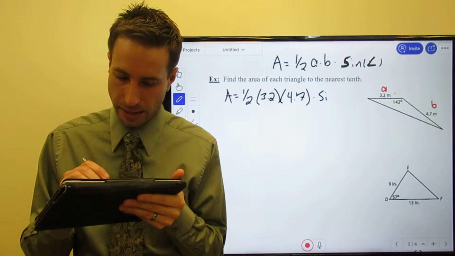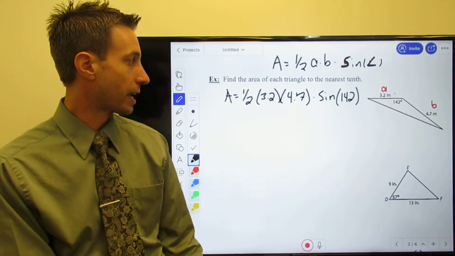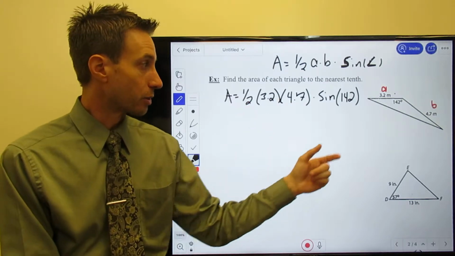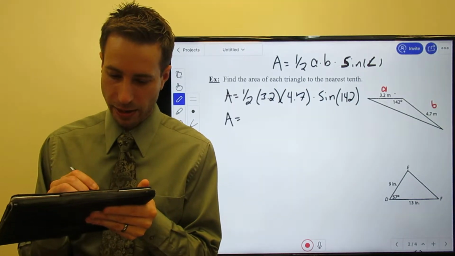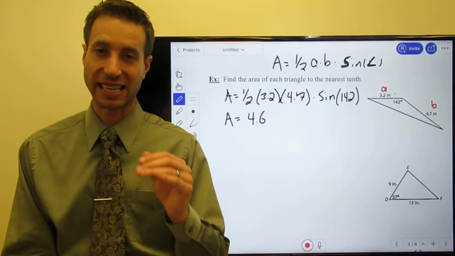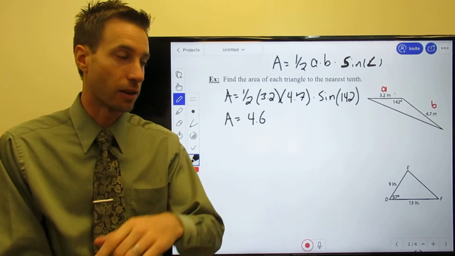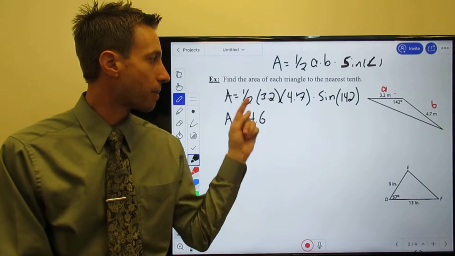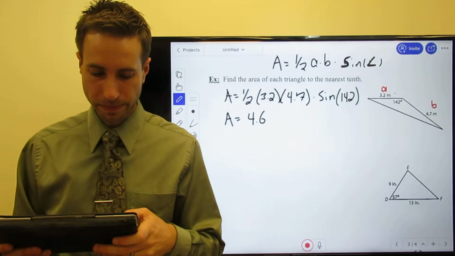So I will take the sine of 142. Guys, at this point it's a calculator problem. You'll do 3.2 times 4.7, multiply that by 1/2. You'll take the sine of 142, and multiply those two numbers together. Again, don't fat finger something on your calculator, and rounding to the nearest tenth, we get an area of 4.6. Every calculator has a sine button on it, so just find that sine button on your calculator. Sine of 142, that's the measure of the angle, and then you'll just multiply by 1/2 times 3.2 times 4.7, and 4.6.